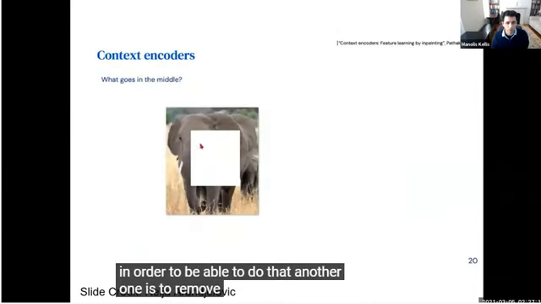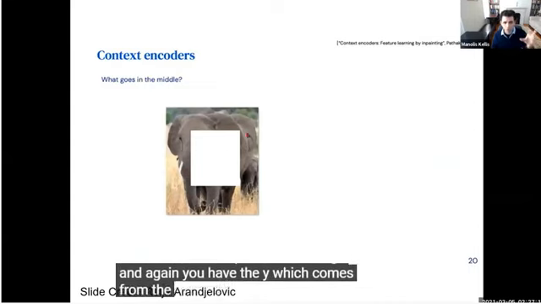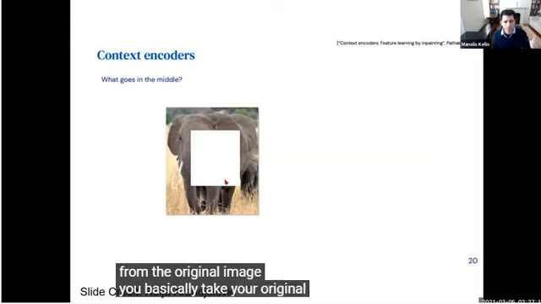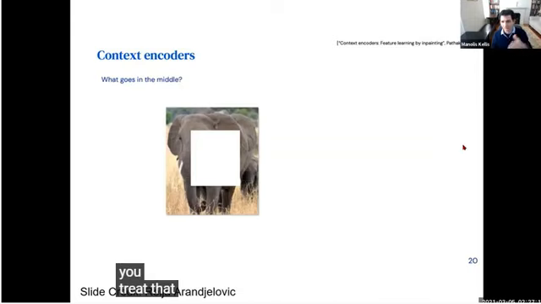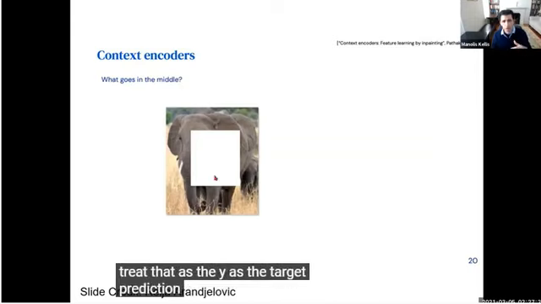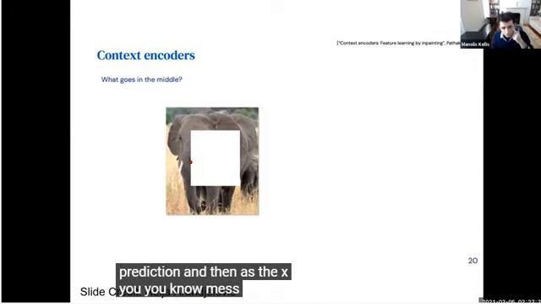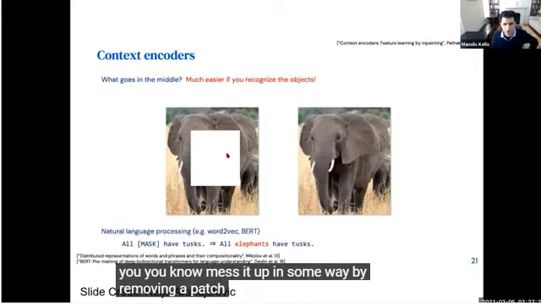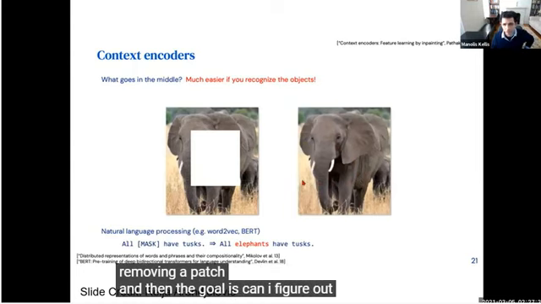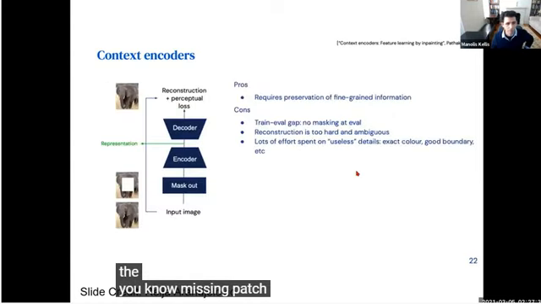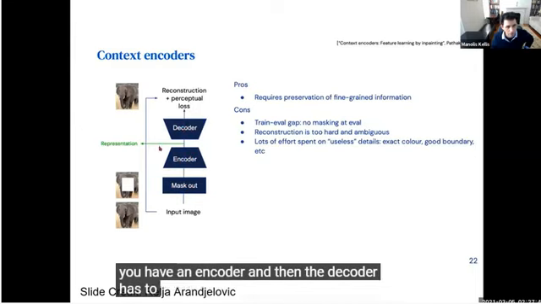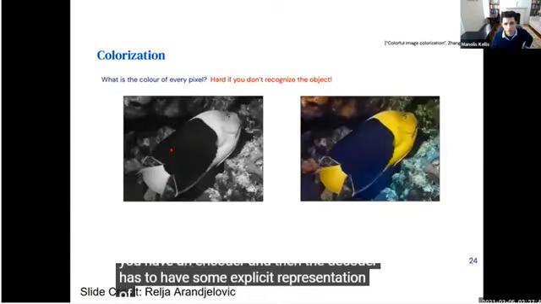Another one is to remove a patch of an image. Again, you have the Y, which comes from the original image. You take your original image, you treat that as the Y, the target prediction, and then as the X, you mess it up in some way by removing a patch. And then the goal is, can I figure out the missing patch? Again, you mask out a portion, you have an encoder, and then the decoder has to have some explicit representation of the world.